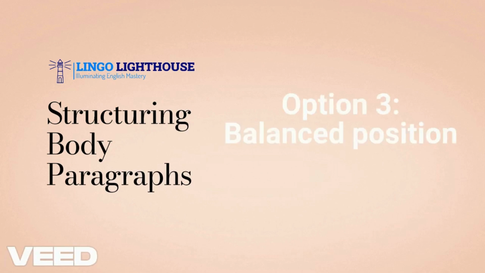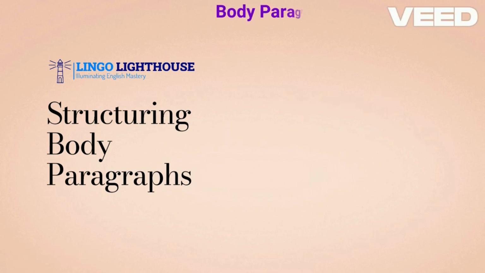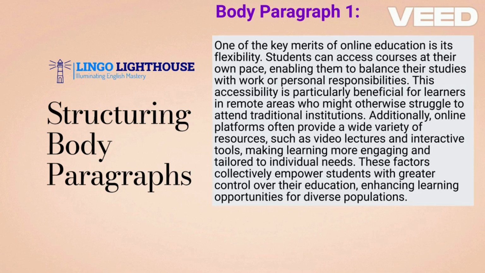Option 3: balanced position. In body paragraph 1, discuss the advantages. Here is an example body paragraph 1. Begin with a clear and concise topic sentence. This sets the focus for your paragraph and tells the examiner exactly what the paragraph will discuss. In our example, the topic sentence is, "One of the key merits of online education is its flexibility."